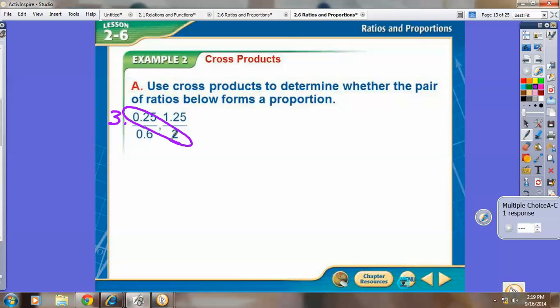0.25 times 2, 0.5, and 0.6 times 1.25, 0.75. Are these two ratios equivalent? No. What does equivalent mean, by the way? Equivalent means equal on both sides. Equivalent means equal. These are not equivalent, so we're going to put the slash through our equal sign.